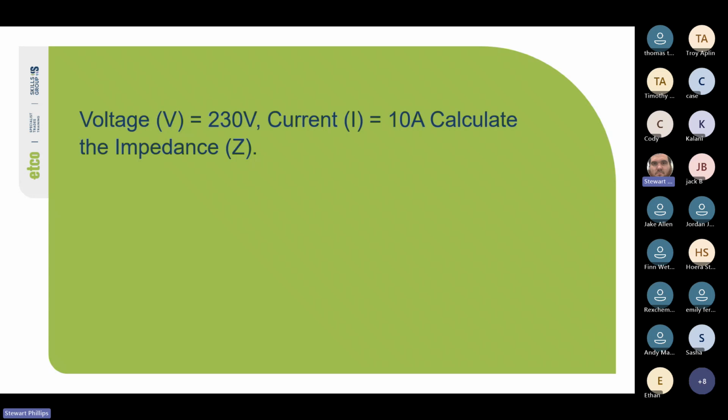Okay. Voltage equals 230. Current equals 10 amps. Calculate the impedance.